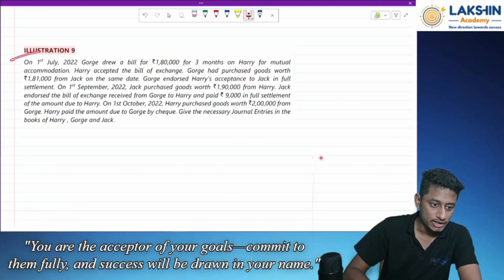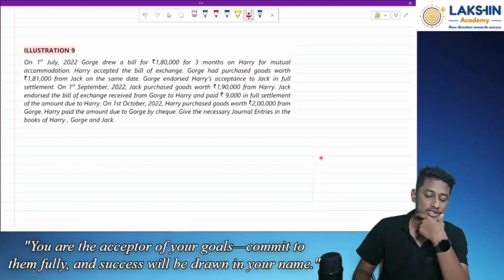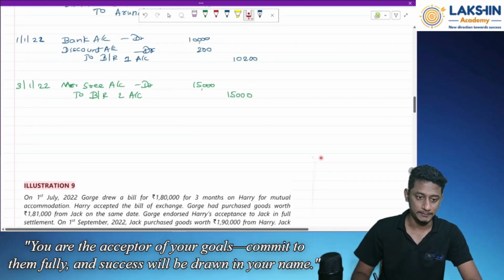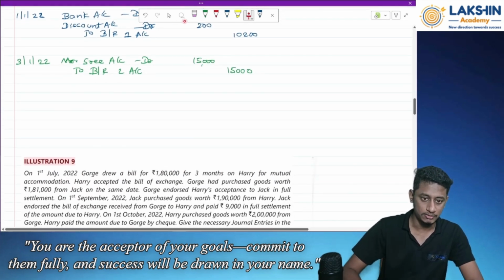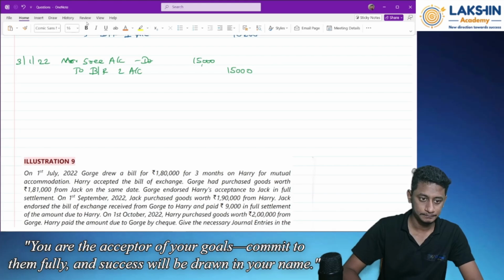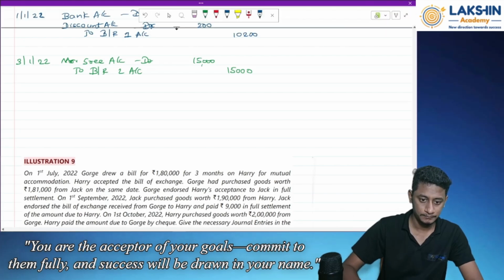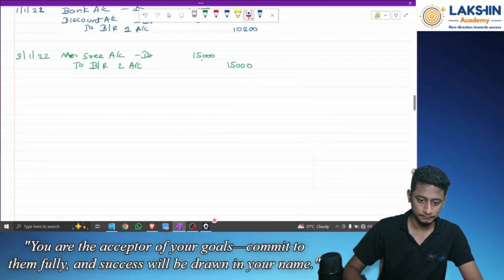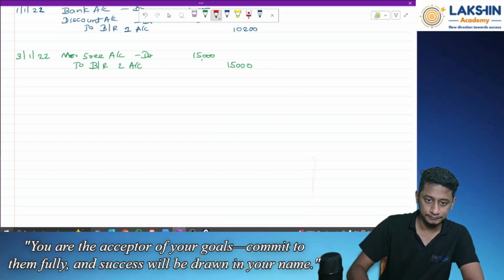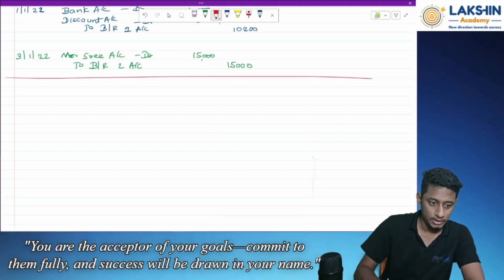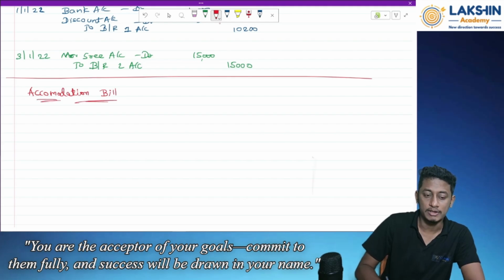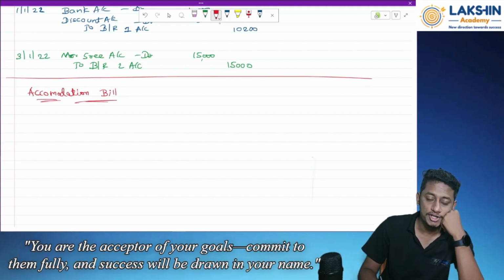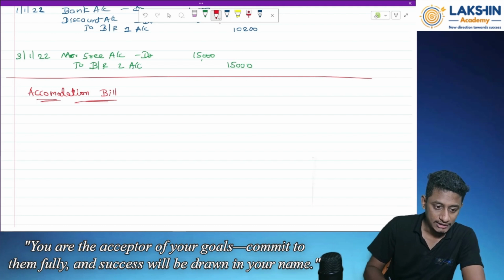Now look at the next question, that is illustration number 9. Before going to illustration number 9, I want to explain some small topic. Let us put some space over here. There's something called an accommodation bill. Now what do you mean by accommodation bill?